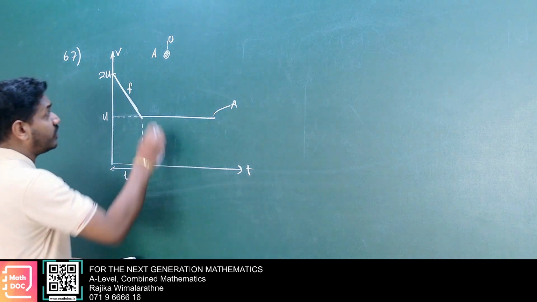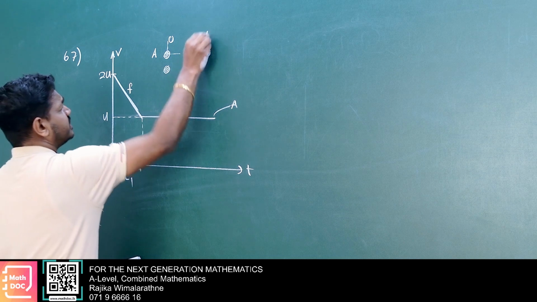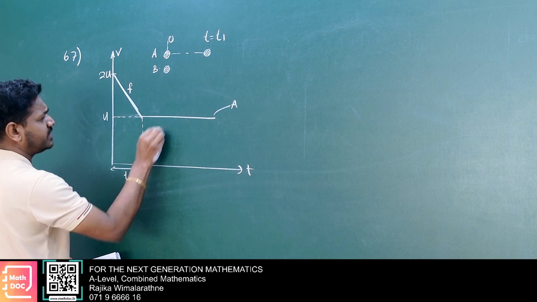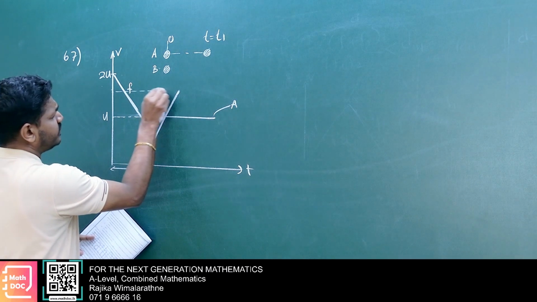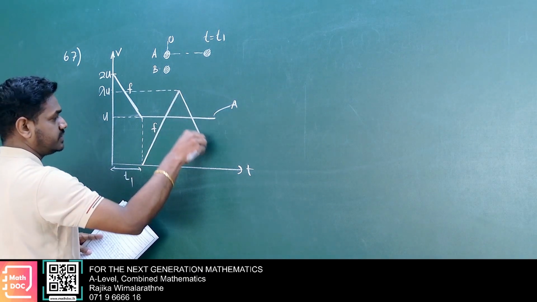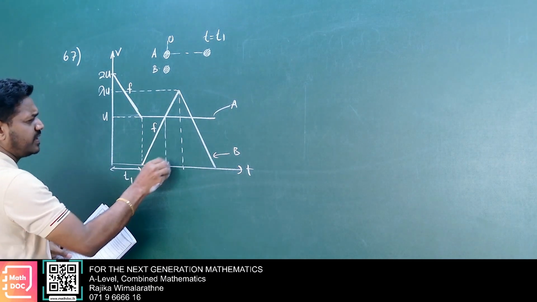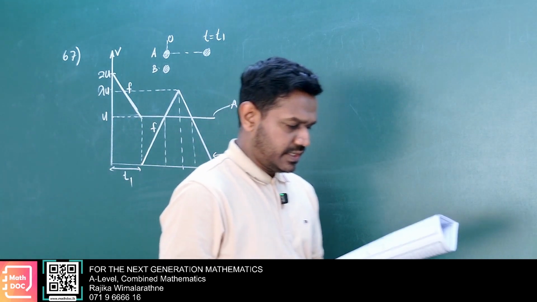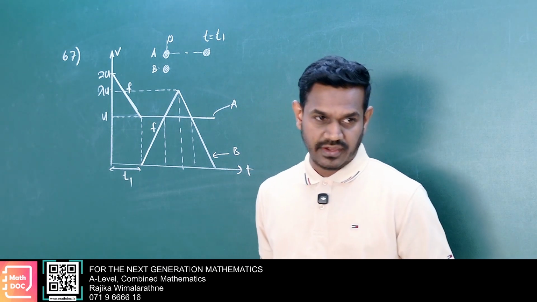Another car B starts from O. Now A is somewhere here. Now B is going to start, here t equals t1. So uniform acceleration F is given, and it reaches velocity lambda u. Lambda is given, greater than 1. Here car B. First check this one. Now we have to get an inequality: B cannot overtake A.